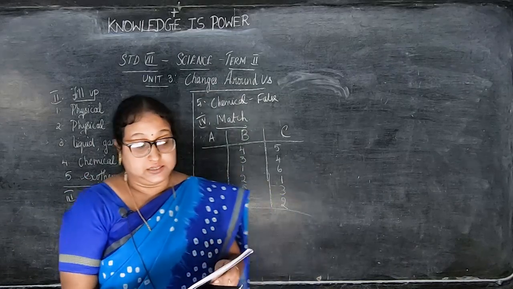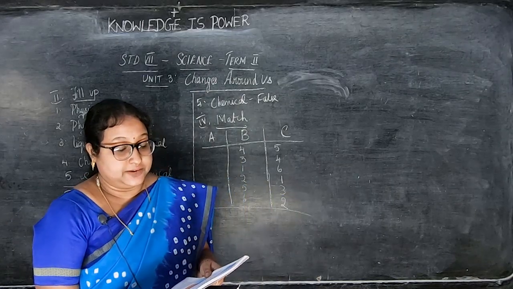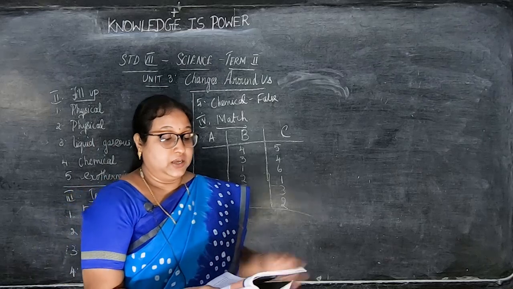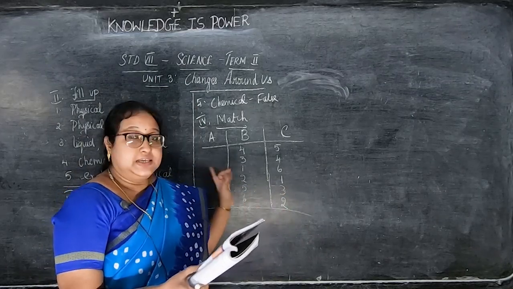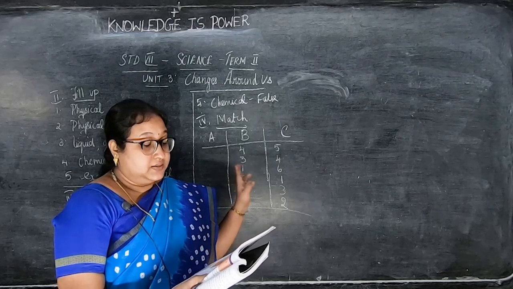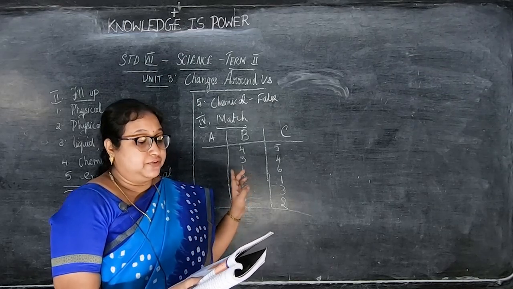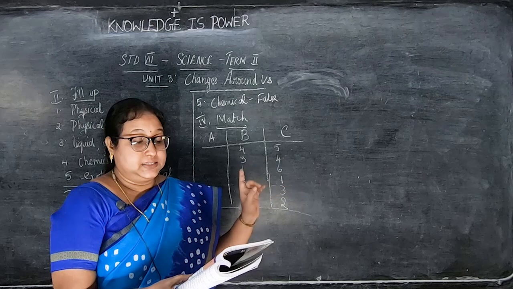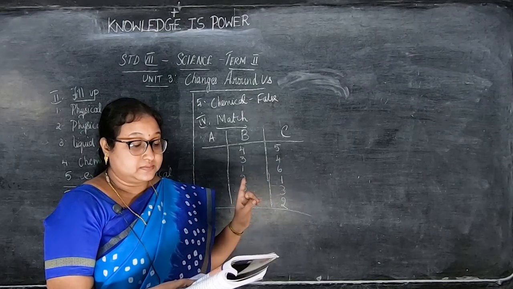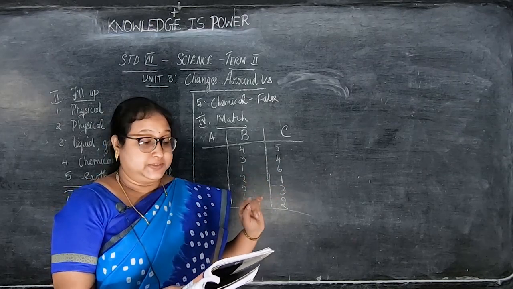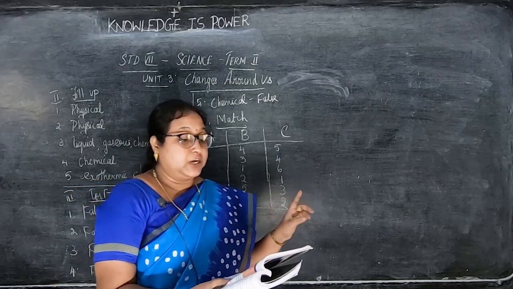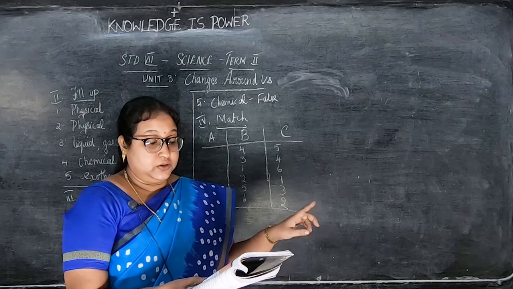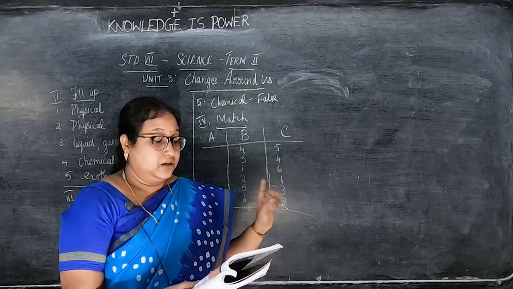So melting is, the answer is change of state from solid to liquid. In the B side is ice cube to water. Then condensation in the B. Second one, change of state from gas to liquid. In C, it is steam to water drops. Then third, evaporation, change of state from liquid to gas. In the C, you get water to steam.